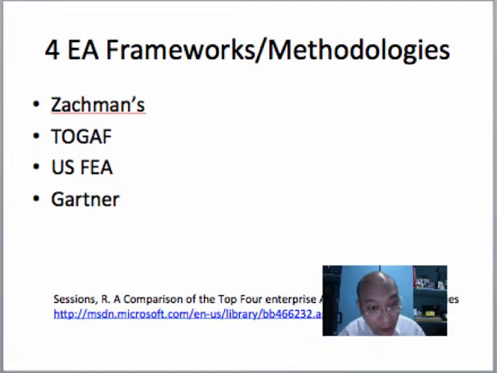Quick research, and in this part of the world we call it Google as a verb, showed that there are about 4, and there may be more, enterprise architecture frameworks or methodologies to choose from. There is Zachman's, the US Federal Enterprise Architecture, the Open Group Architecture Framework, and the Gartner EA approach. Again, I do not present myself as an expert in any of them, but I found this interesting blog detailing their differences from Roger Sessions.